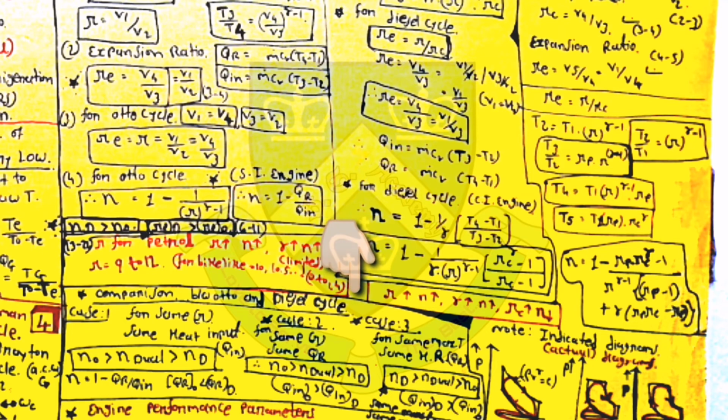Then the comparison between the Otto and diesel cycles. For case 1, for the same compression ratio, eta Otto is greater than eta dual greater than eta diesel, and efficiency is equal to 1 minus QR upon Qin. The second one is for the same pressure ratio and same heat rejection, then eta Otto is greater than eta dual greater than eta diesel. The third case is for the same maximum temperature and same heat rejection, eta diesel is greater than eta dual greater than eta Otto. These are the three cases which you have to remember, as they are most important cases.